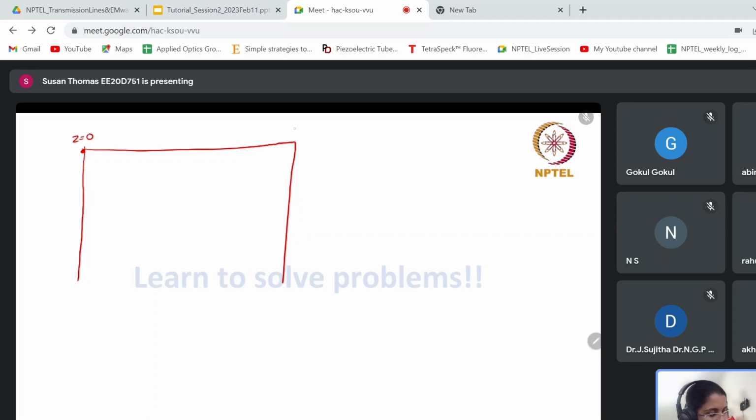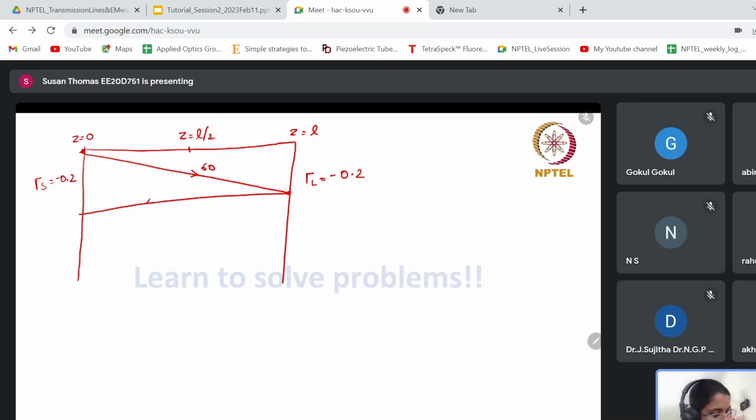This is z equal to 0, z equal to L. This is z equal to L by 2. And gamma L is minus 0.2. Gamma S is again minus 0.2. So this is 60. And this is at time tau, this is at 2 tau, and this will be at 3 tau. Here tau is 0.5 microsecond, 2 tau is 1 microsecond, and 3 tau is 1.5 microsecond.